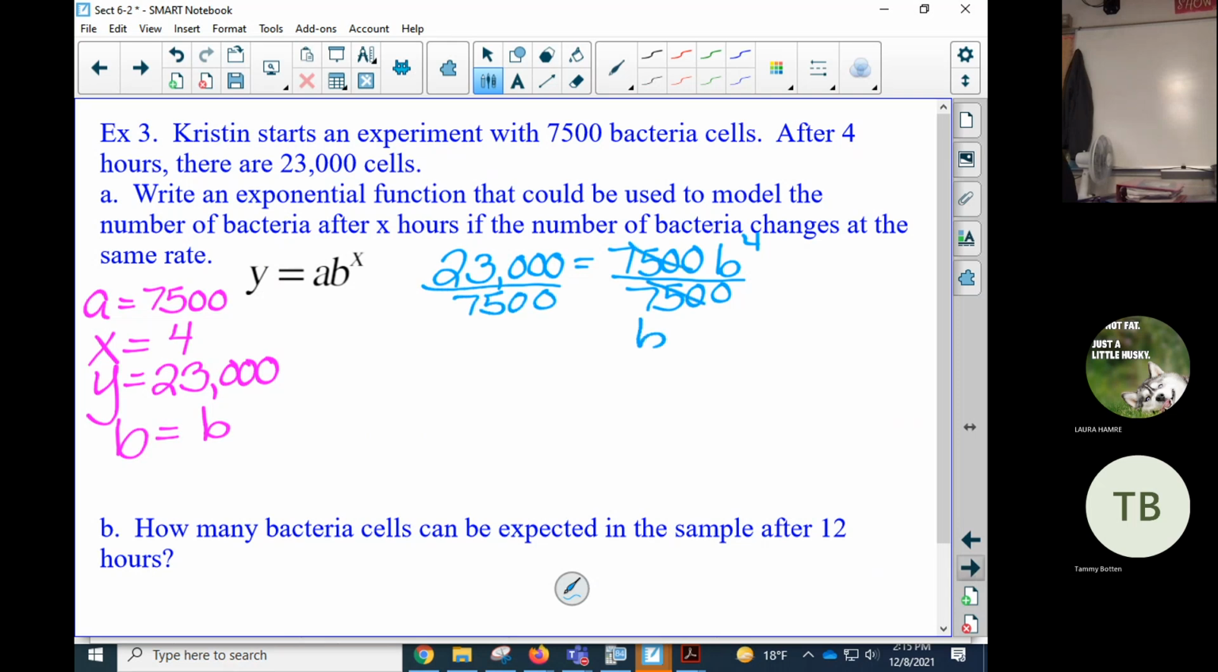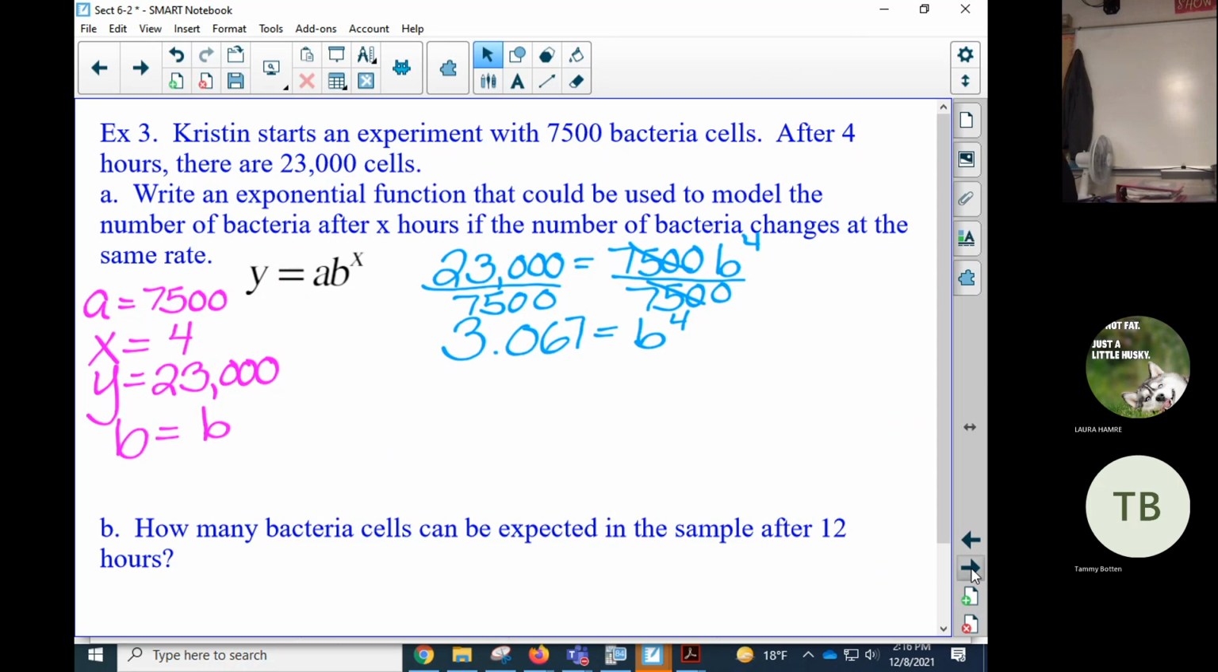These cross out. Now, if you guys want 23,000 divided by 7,500, you are going to get 3.07. 3.066666. Okay. I think it's okay to just say 3.067.